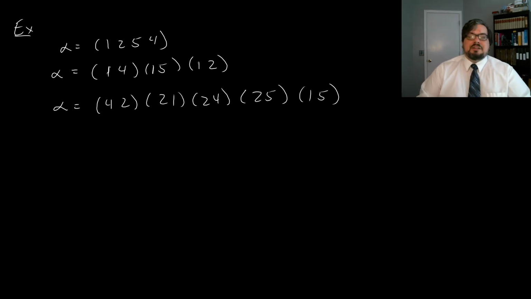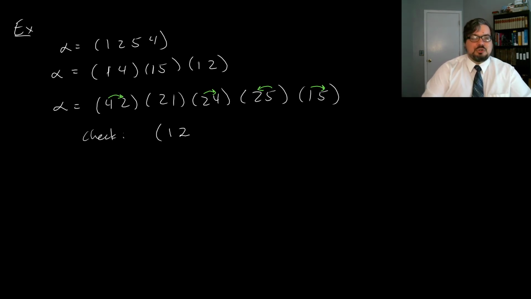This shouldn't be obvious, but we can check our work. So if we look at what happens to 1, 1 goes to 5, and then 5 goes to 2, and then 2 goes to 4, nothing happens to 4, then 4 goes to 2. So that means at the end of the day, 1 goes to 2 as we trace through this whole sequence. And now, if we trace what happens to 2, nothing happens to 2 in the first cycle, then 2 goes to 5, then nothing, then nothing, then nothing. So 2 goes to 5.